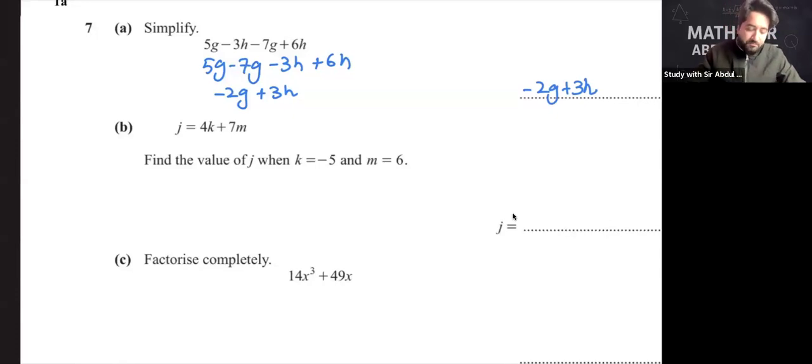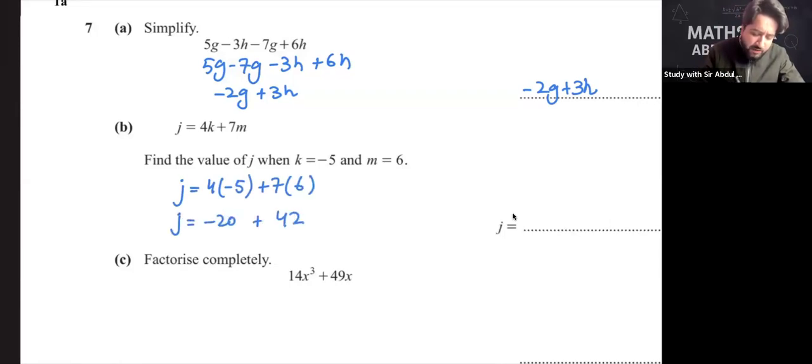Agree everybody or not? Now they say that J is equals to 4K plus 7M, and you have the values of K and M available in this question. All you need to do is plug them into this particular equation. So J is equals to 4 times K negative 5 plus 7 times M, which is 6. So be careful. Negative 20 plus 6 sevens are 42. So J is equals to negative 20 plus 42, plus minus is minus and the sign of the greater value, so plus will come. 42 minus 20 is 22. So the value of J is 22.